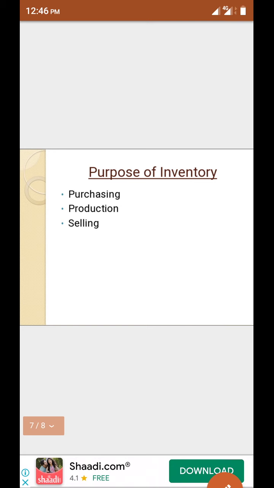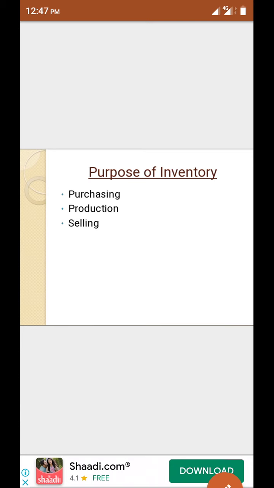Purpose of inventory: purchasing, production, selling. Purchasing: when we require to produce new material, first we must know what to purchase. According to inventory, we know the quantity of raw material, which raw material is finished, and which is remaining. So according to that, the purchase order can be found out.